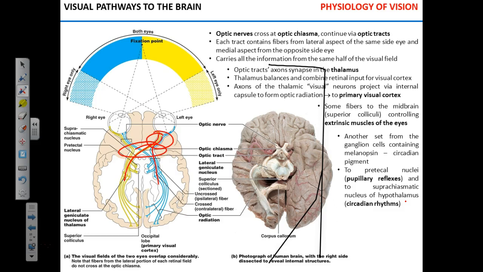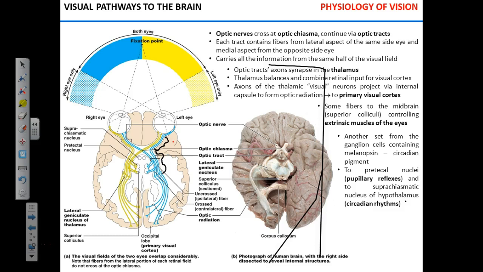Does that make sense so far? Optic nerves here, they go from the eye to the optic chiasma. After the optic chiasma, the structures that reach the brain are called optic tracts. Okay, so that's the optic tract. Does it make sense?